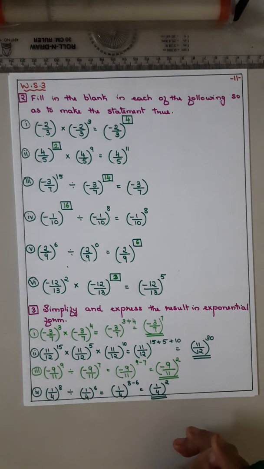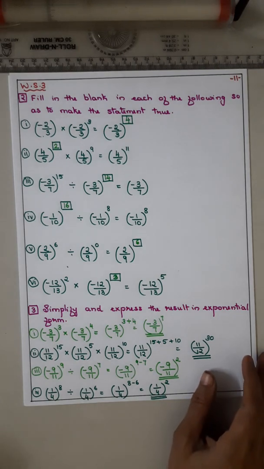Understood? So read the question properly and then solve it. And remember, bases should be same and see whether it is multiplication or division. If it is multiplication, add the powers. If it is division, subtract the powers. Hope you understood till here. The third sum, worksheet 3, third sum.